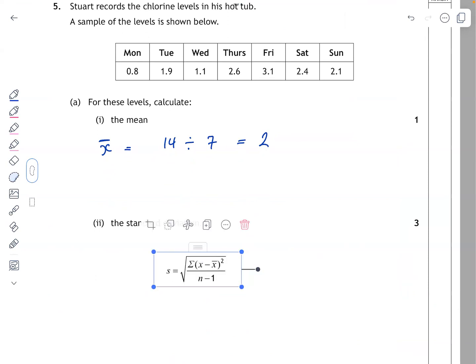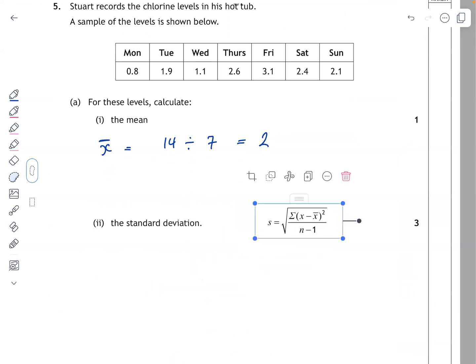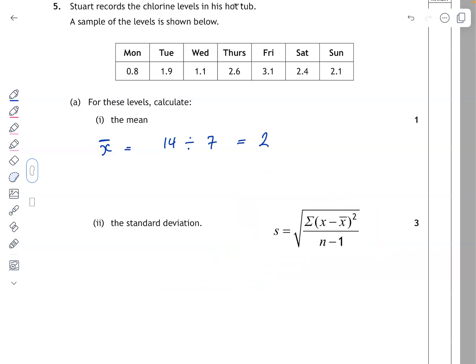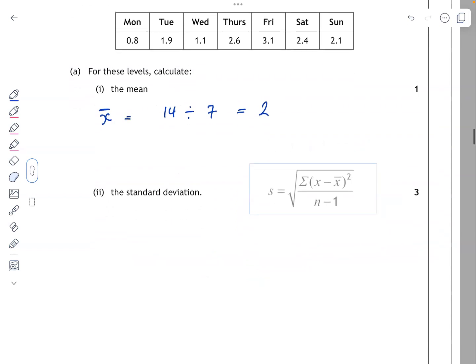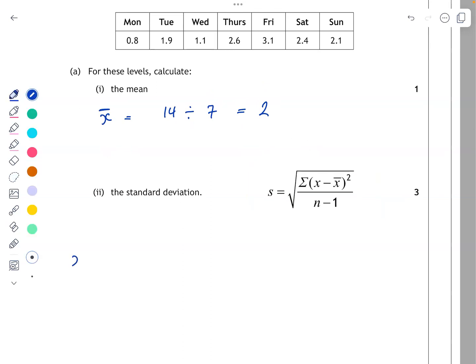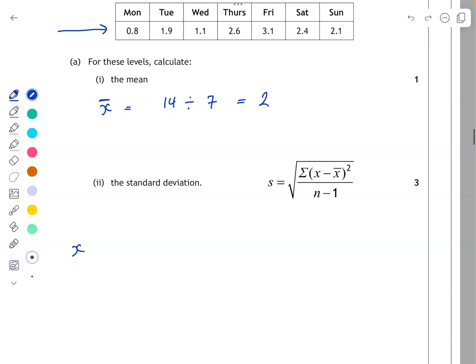I'm just going to paste that up here so you can see the formula, which I've taken from the formula sheet. So I'm going to create a table. We need 3 columns. So we need all the x's. All of these numbers here are all the x's. We don't have to put them in order.